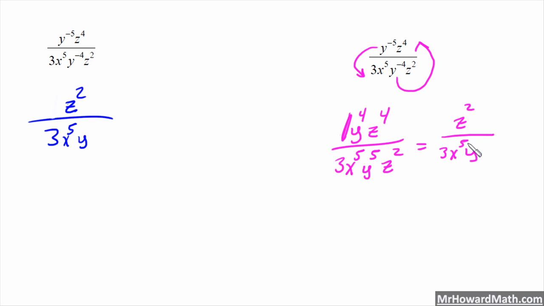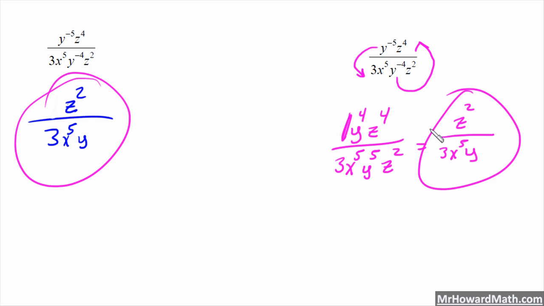z squared on top. And you see we got same answer here and here. One of them we handled the negative exponents in the beginning. This first method we just worked with them and moved forward. All right, that's it for this video on quotient of powers.